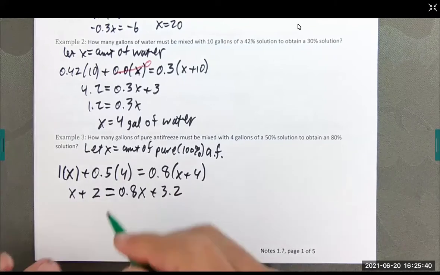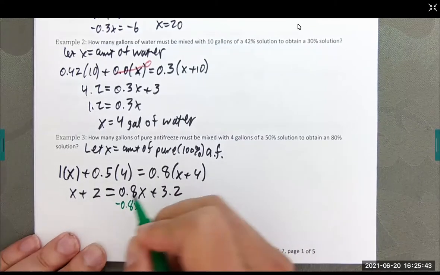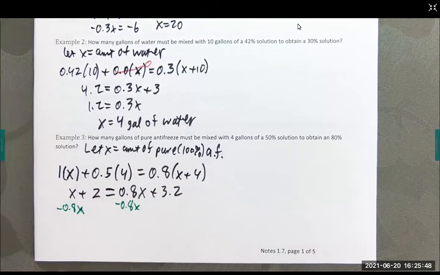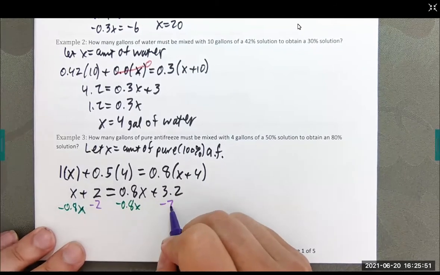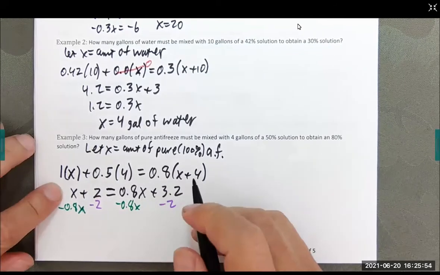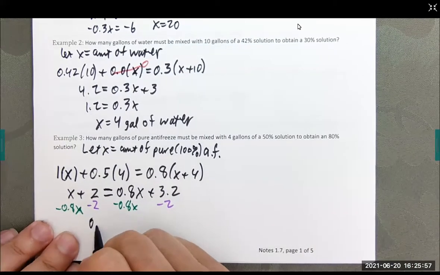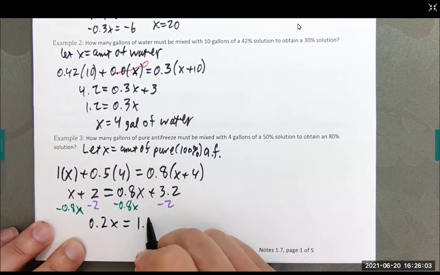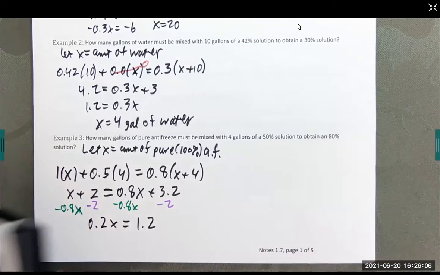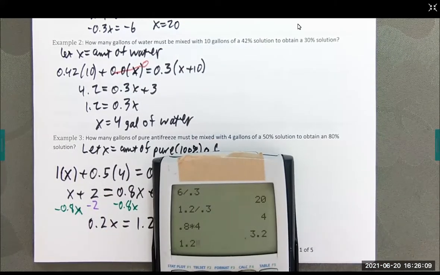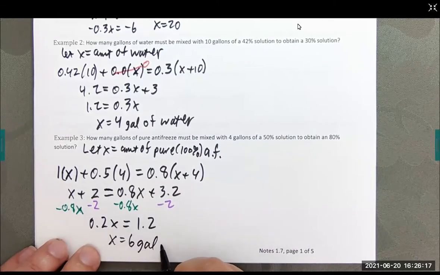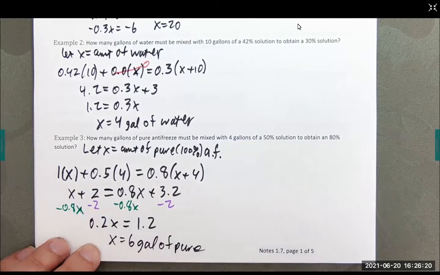So I'm going to move this. And I'm going to move the 2. 1 minus 0.8 is 0.2x equals 3.2 minus 2 is going to be 1.2. When I divide both sides by 0.2, I'm going to get 1.2 divided by 0.2 should be 6. It is. X equals 6 gallons of pure antifreeze.